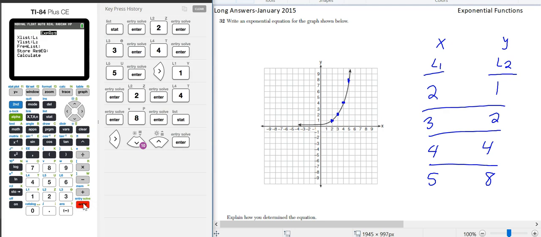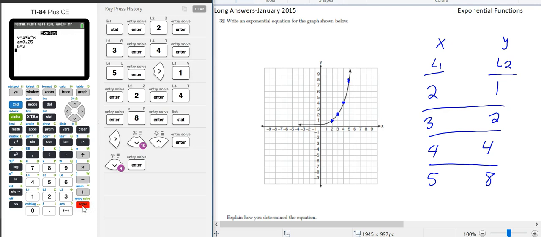Our X list is L1, our Y list is L2, that's correct. We don't have a frequency list, we're not going to discuss that now. We're not going to store this regression equation, we don't really care to see how it's graphed, we already know how it's graphed, we have the graph next to us. So we're just going to scroll down to Calculate and press Enter.